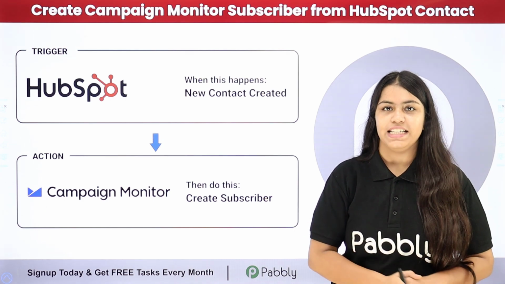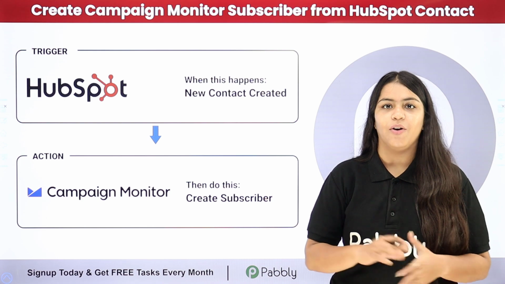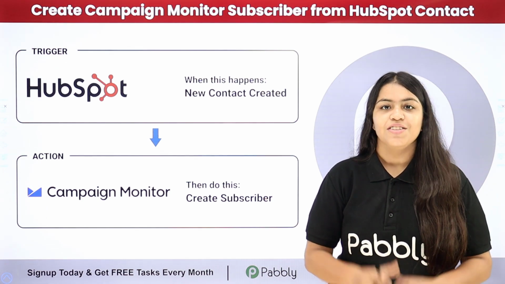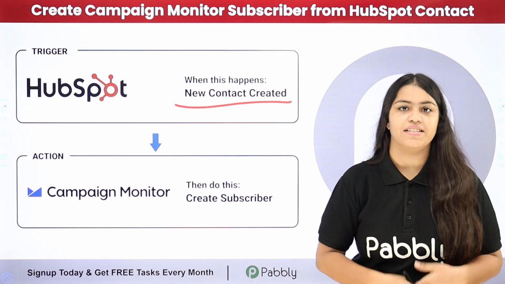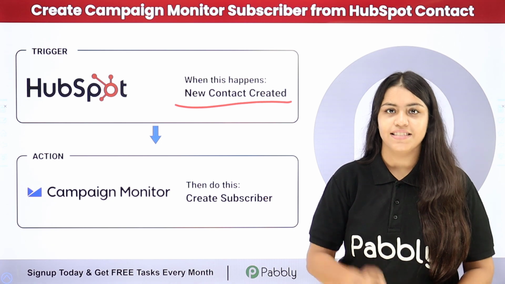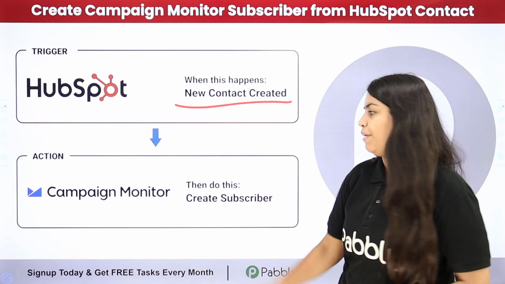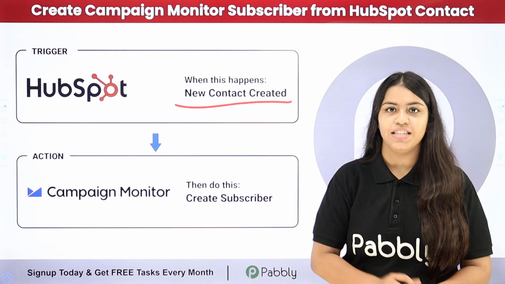I'm managing a fitness center, and for that we have attached a form on our website, which is a contact form of our HubSpot account. Now what I want is that as soon as someone fills in that form and a new contact is created in my HubSpot account, automatically with the help of the same contact details, a new subscriber should be created in my Campaign Monitor too, so that we can create targeted email marketing campaigns for the same.